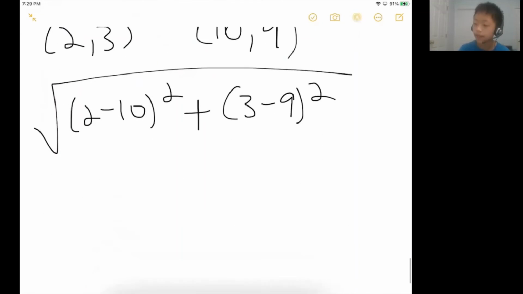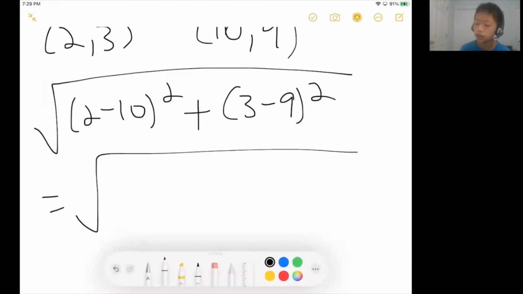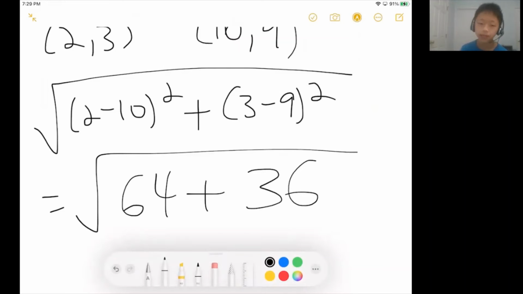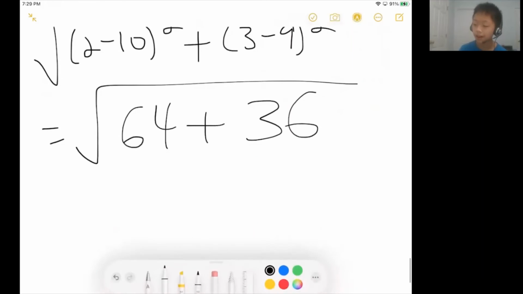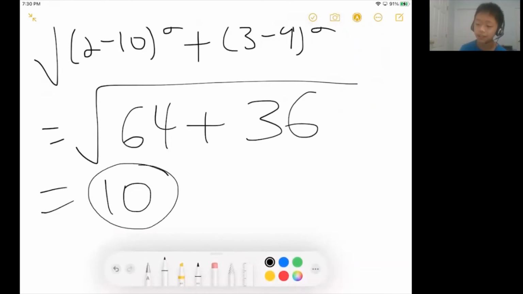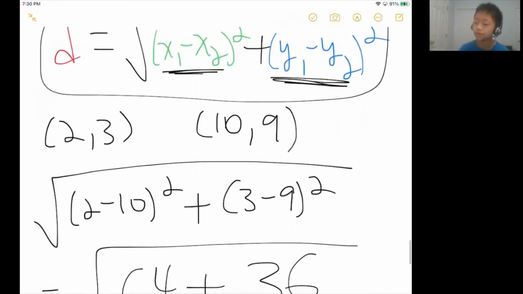So this is equal to, 2 minus 10 is negative 8, square that, you get 64. 3 minus 9 is negative 6, square that, you get 36. So 64 plus 36 is 100. So you take the square root of 100, and you would get 10 as the distance. Hopefully that was not too difficult. That was just plugging in the numbers and using the formula directly.